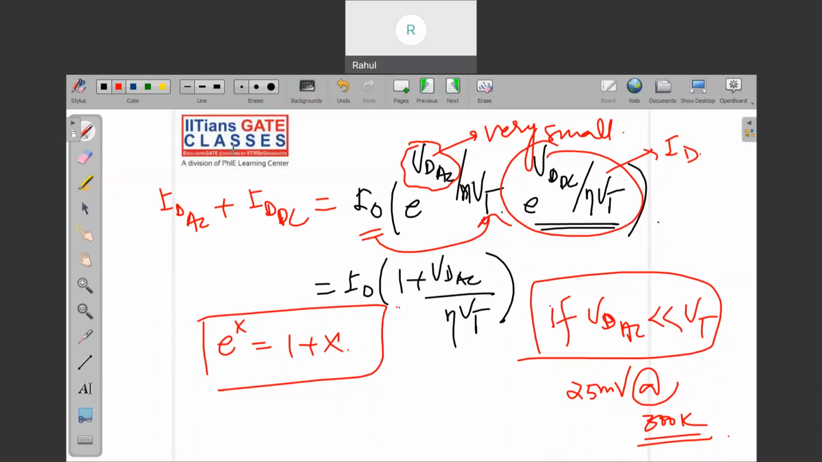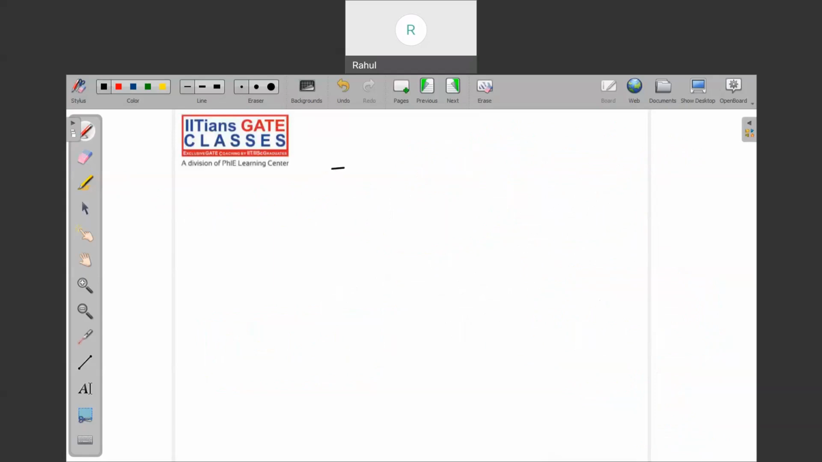So let me erase this I, unless you get this I0 times this, only then can you say this is ID. So keep this as it is, e raised to power VDDC by VT. Further, this is IDAC plus IDDC. You have to focus only on the result: what is the value of resistance? That is our main objective.